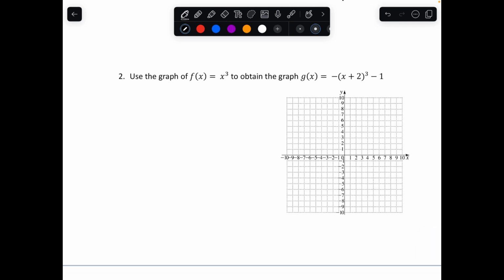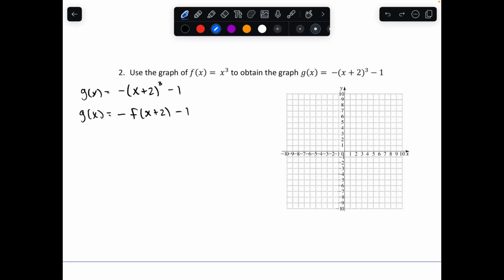Moving on to the second problem, we have a different base function this time. We have x cubed. And as always, we want to try and write g of x in terms of f of x. So g of x is equal to negative (x plus 2) quantity cubed minus 1. So how do I rewrite this in terms of f of x? Well, the thing that's being cubed is x plus 2. So that's going to be the input to f of x. So I can rewrite g of x as negative f of (x plus 2) minus 1.